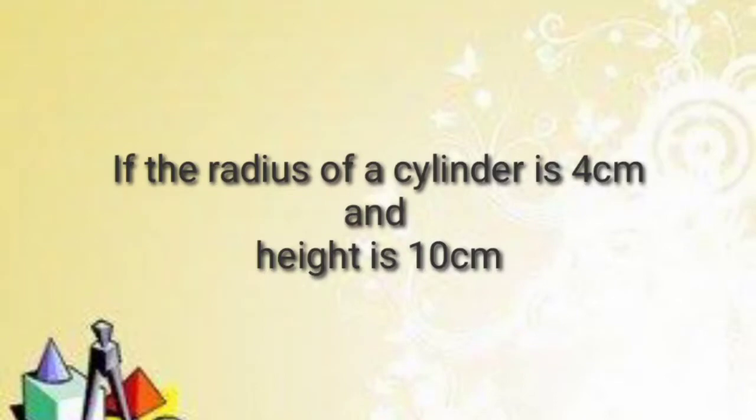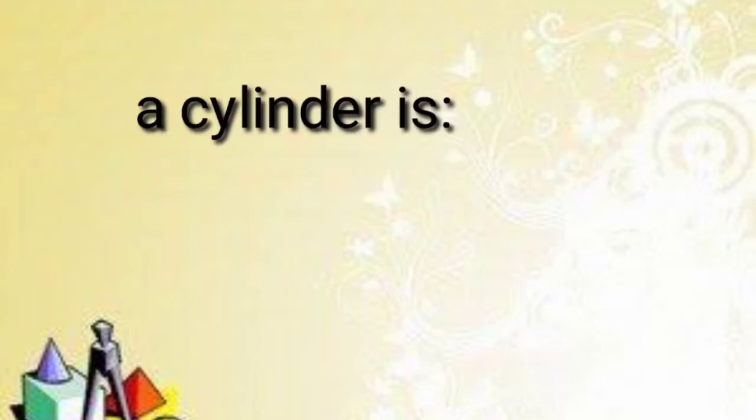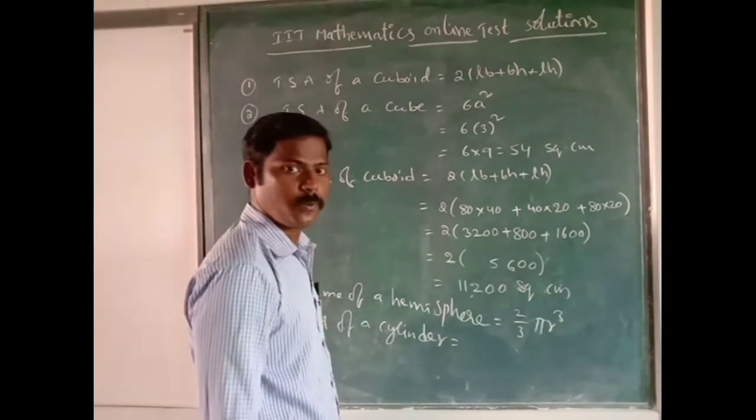So look at the fifth question. If the radius of the cylinder is 4 centimeters and height is 10 centimeters, find the total surface area of the cylinder. So, fifth one, total surface area of a cylinder. What is the formula for total surface area of the cylinder? We already learned it.